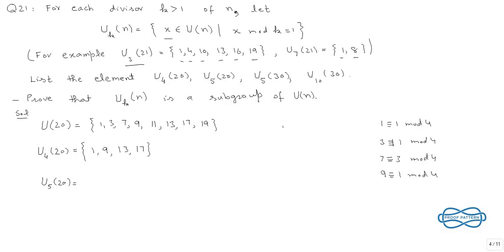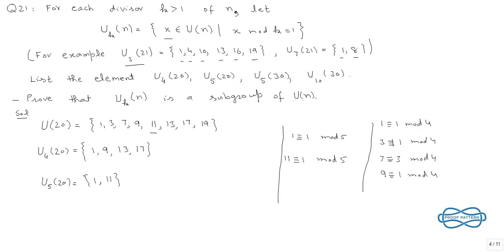Now we will check everything for modulo 5. 1 is of course congruent to 1 mod 5, so 1 will belong to this group. Similarly, 11 is the other element, and 11 is congruent to 1 mod 5. So 11 also belongs to this subset, and none of the other elements will belong to this set.